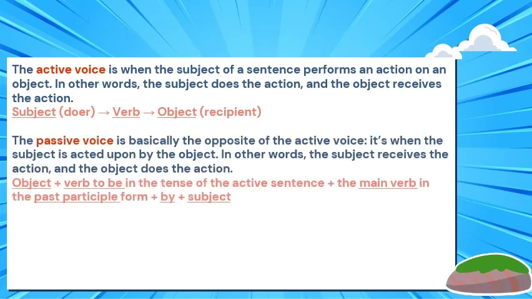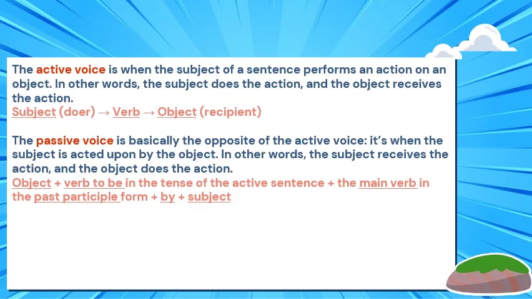So what about the passive? The passive voice here is basically the opposite of the active voice. It's when the subject is acted upon by the object. In other words, the subject receives the action and the object does the action, and the action here means the verb. Okay, so let's see how the sentence goes in the passive.